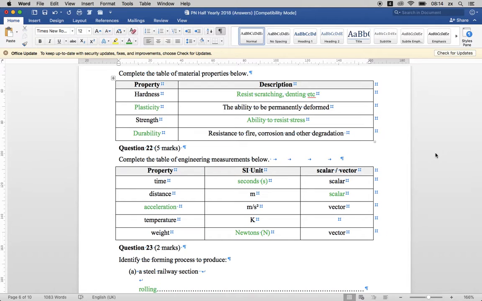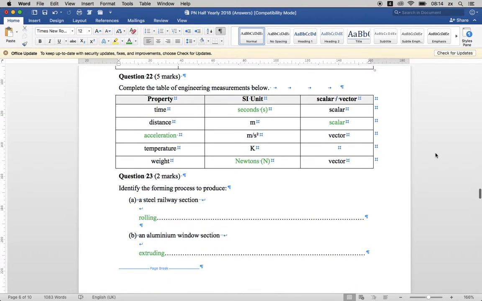Okay, so moving on to question 22, which is worth 5 marks. The unit of time is seconds. So obviously we use minutes and hours, days, years in our real-world experience, but in science we always convert that to seconds. So distance is a scalar. Displacement is the vector. Acceleration is measured in meters per second squared and is a vector. Temperature is measured in Kelvin and is a scalar.